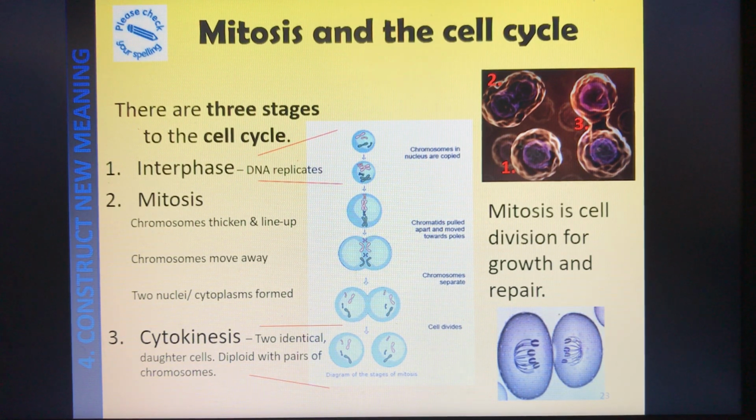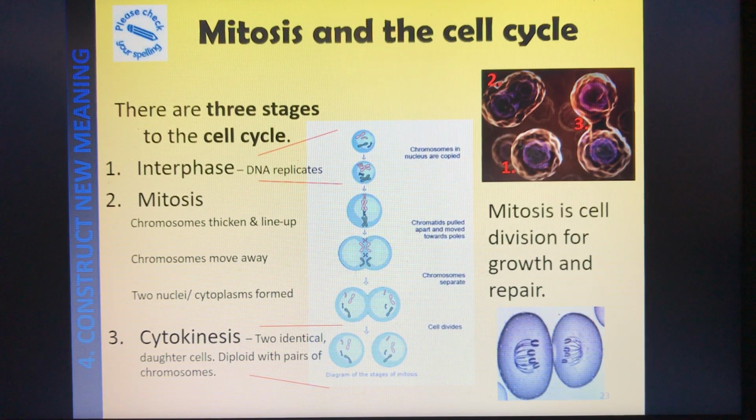Mitosis, where the chromosomes thicken and line up. The chromosomes then line up along that spindle and move away from each other. Two separate nuclei and cytoplasms are formed. That's the last stage of mitosis, so those chromatids have separated from the centromere. And then we've got cytokinesis, which is the 3rd stage, where 2 identical daughter cells are formed. We call them diploid cells, okay? Just think double. Any cell that has pairs of chromosomes in them, we call diploid.